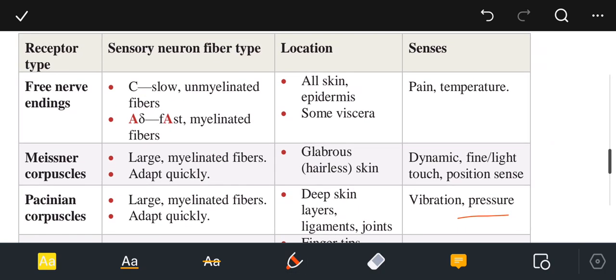Now free nerve endings: C type fibers or slow fibers are unmyelinated fibers. The A delta fibers are fast myelinated fibers. So the free nerve endings can either be C fibers or A delta fibers. The C fibers detect the slow conduction of pain because they are unmyelinated, and the A delta fibers are the fast, myelinated fibers. They are located in all the skin, epidermis and some viscera, and sense pain and temperature.